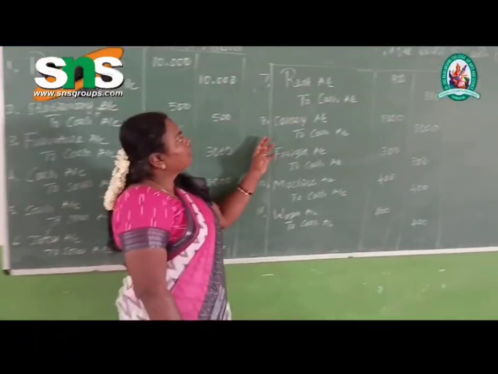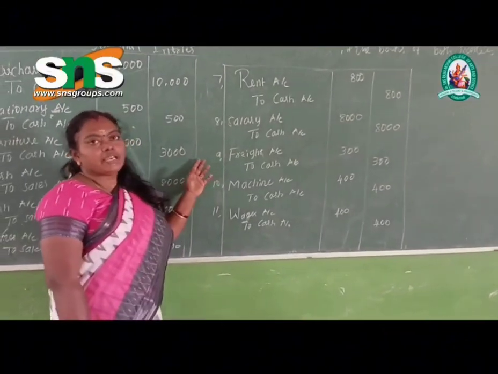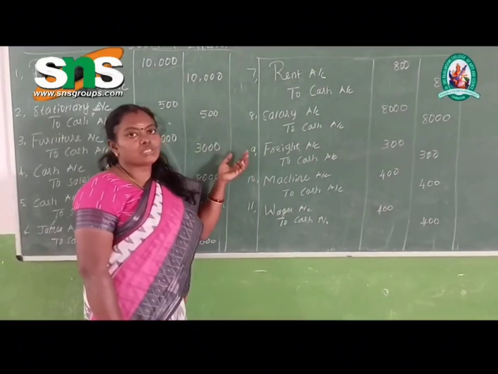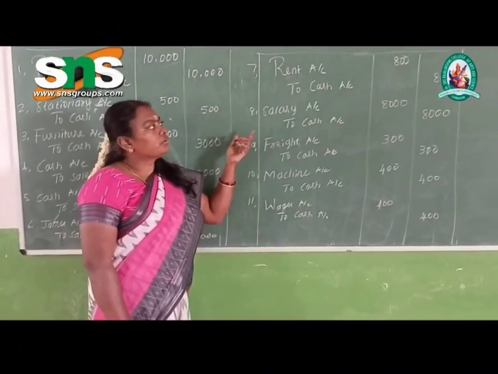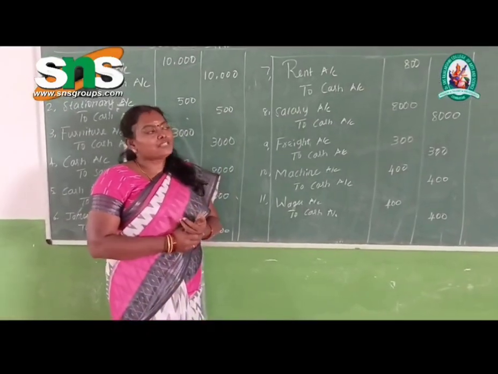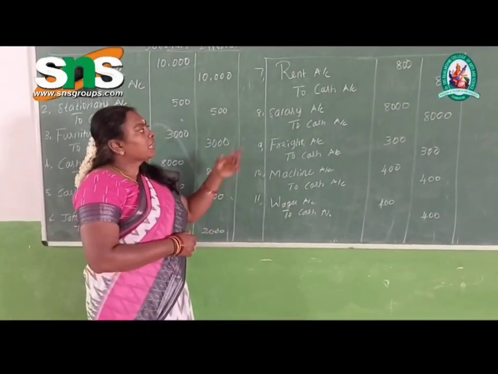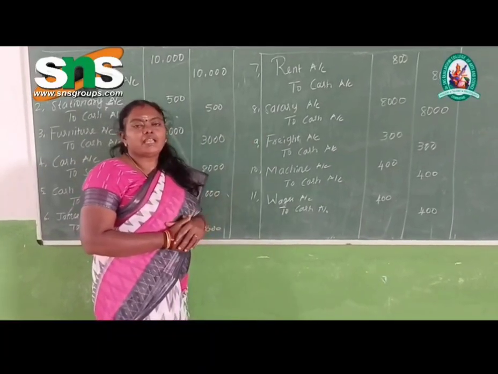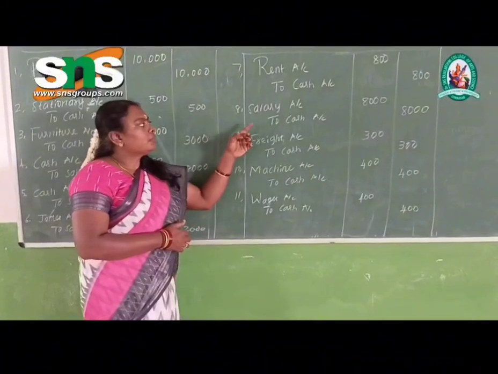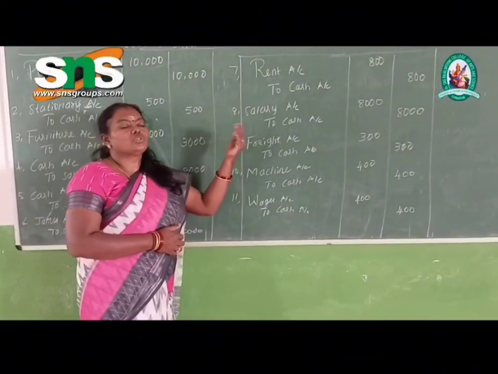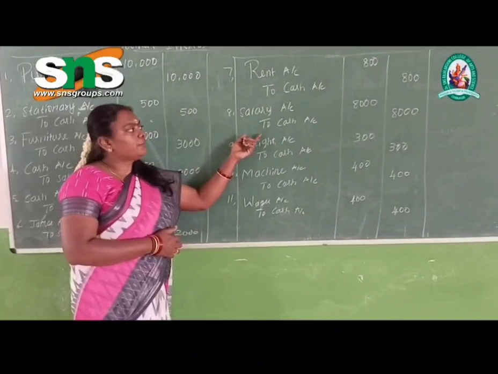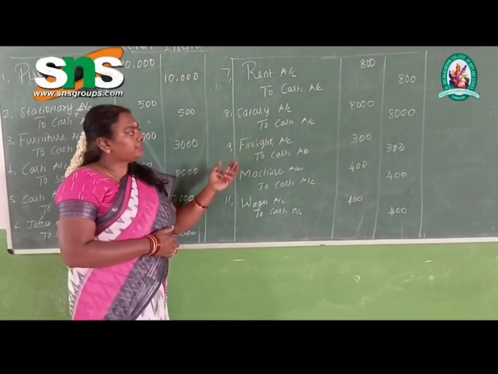Next, paid rent. Rent is an expense, so rent comes on the debit side. Cash goes out of the company, so it comes on the credit side. So the journal entry is rent account debit to cash account, rupees 800. Next, paid salary. Salary is an expense, so this expense comes on the debit side. By giving the salary, the cash goes out of the company. So the transaction is salary account debit to cash account, rupees 8,000.